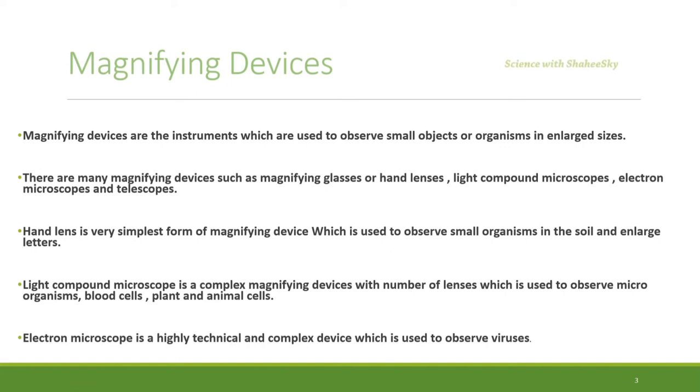microscopic organisms, blood cells and plant and animal tissues. Electron microscopes are highly technical and complex devices which are used to observe viruses.